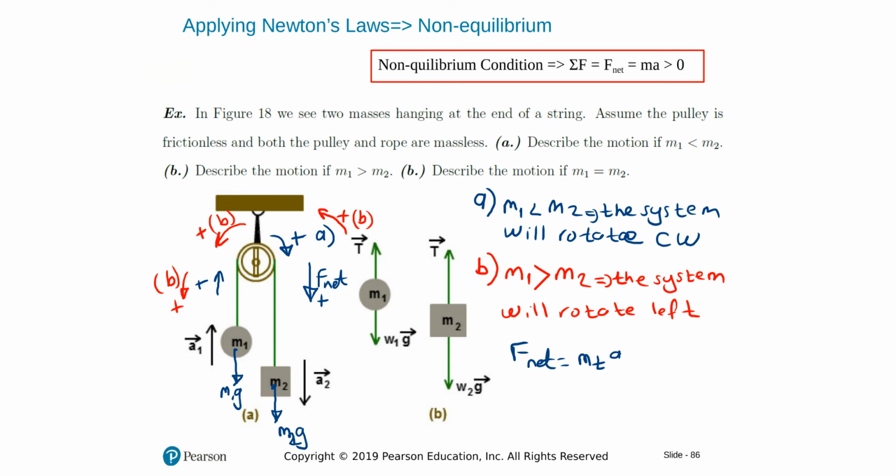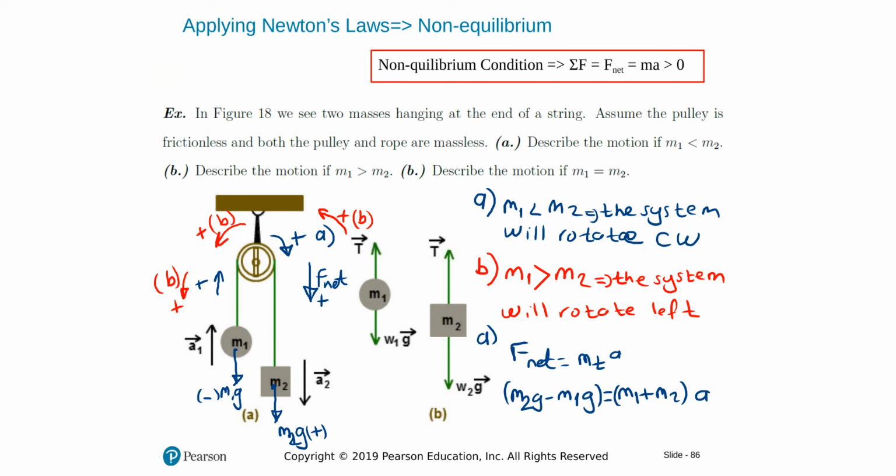And in part A, for example, our forces will be M2G minus M1G. Because we took this to be positive over here, M1 is against that, so it will be negative. This guy will be negative, this guy will be positive, and we'll have positive force minus negative force. We are adding vectors, right? And that will be equal to total mass. That's an important thing. M1 plus M2 times A. And then we'll solve for A from here.